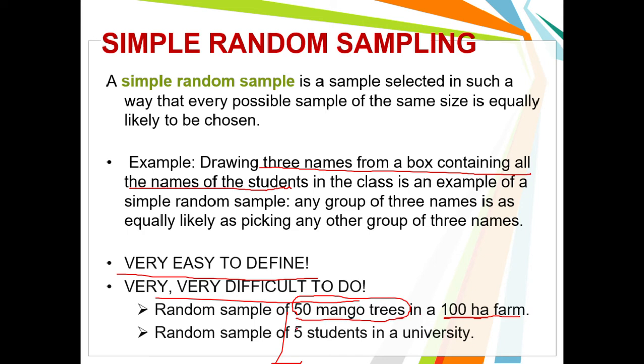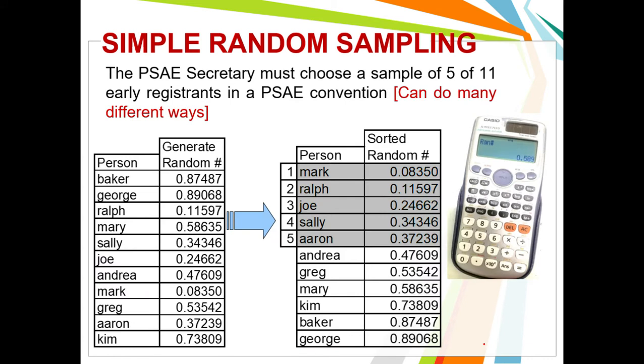Another one is yung random sample of 5 students, 5 students sa isang university. Let's say 10,000 students ang university na yan. 5 lang yung pipiliin. Okay? So masyadong marami ang 10,000 para pilian lang ng 5. Okay? Madaling i-define pero mahirap gawin practically. Okay? So yan, the first method sa simple random sampling is pag-draw lots.